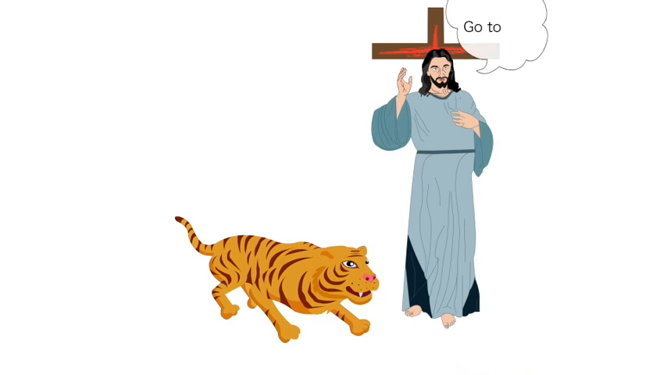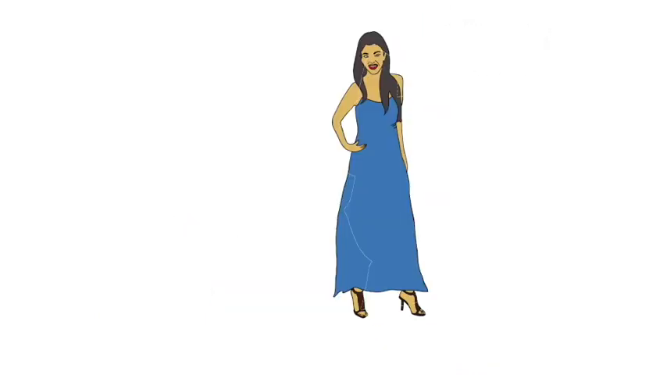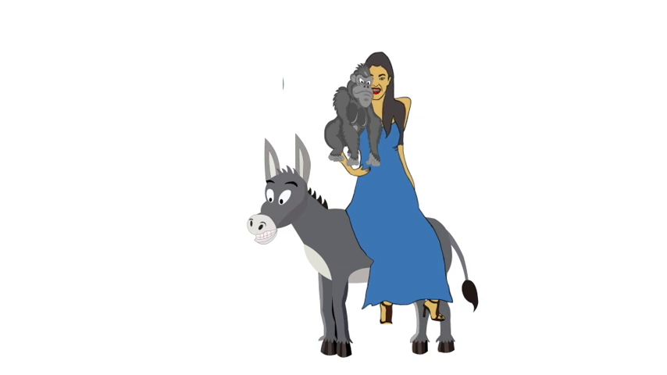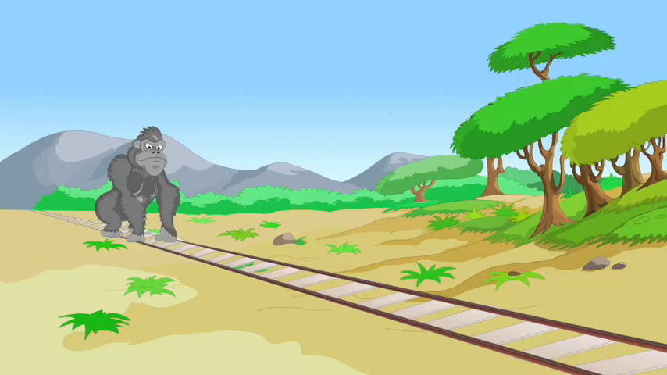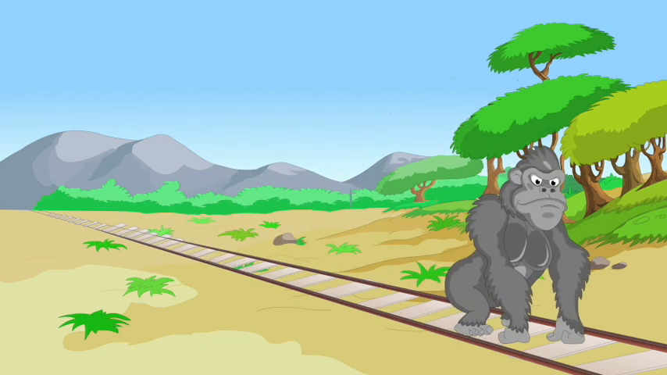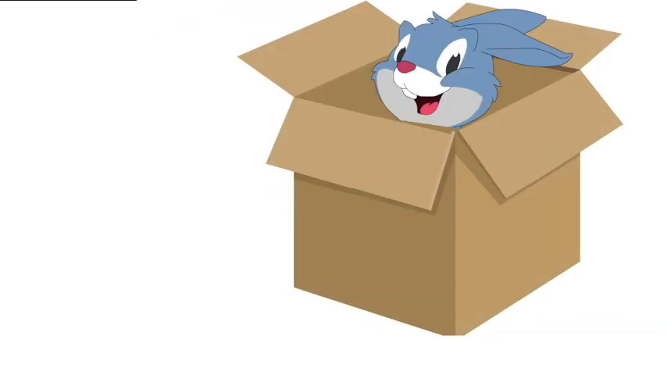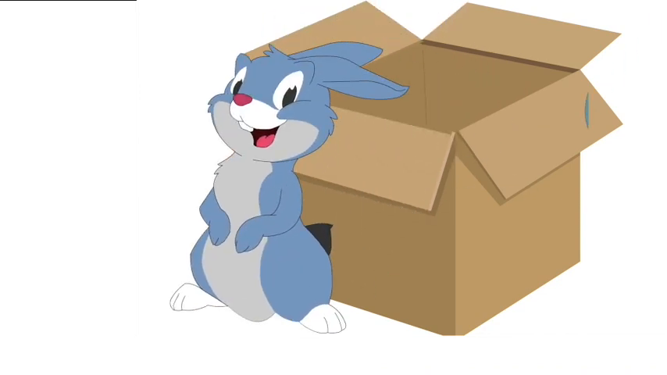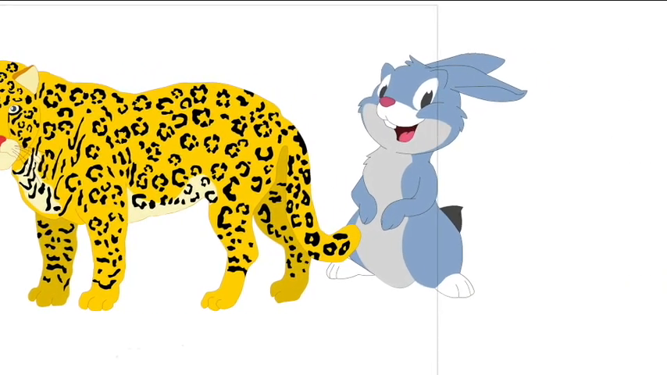Jesus said, "Go to Rai." Rai was sitting on a donkey and was kissing a gorilla. The gorilla started running on the railway track. On the railway track, imagine there is a big box. When you open the big box, from that box, a rabbit jumped out and started chasing a leopard.